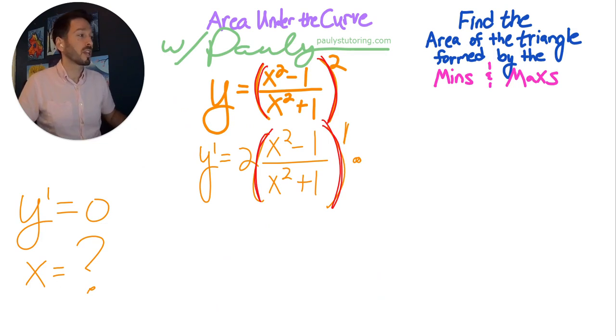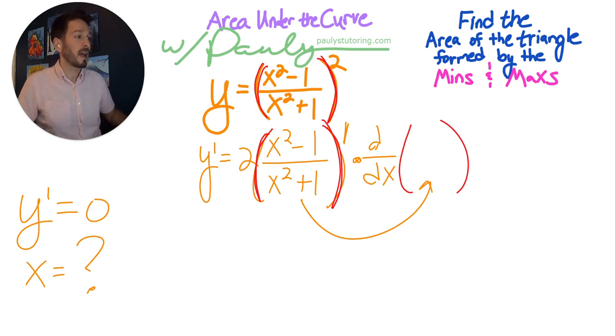So we're going to differentiate this expression. I am doing the chain rule here. That's just the derivative of the outside. The inside and outside is defined by the red parentheses. Now I have to do the derivative of the inside, so x squared minus 1 over x squared plus 1.